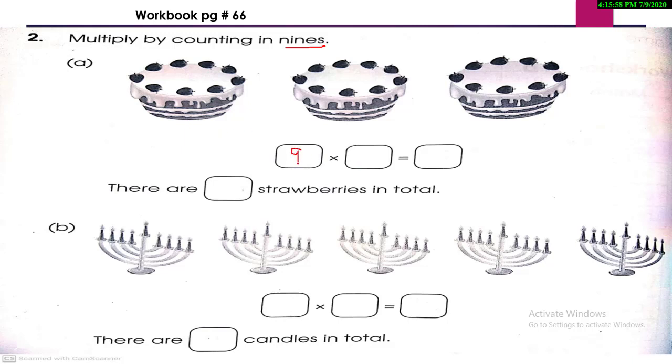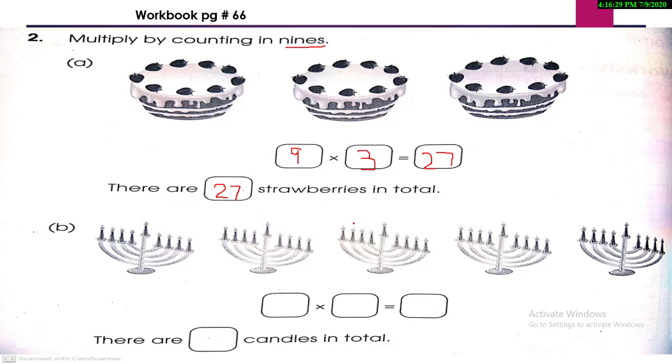So let's count. How many strawberries are there on each cake? That is 9. And how many cakes are there, or you can say it might be some kind of pudding or custard. How many groups of it? 1, 2, 3. So our answer is 9 3s are, and you can even do it as 3 9s are. The answer will be same, 27. 3 9s are 27. Very good. Okay, let's move on to the next blank of the same question. There are 27 strawberries in total.